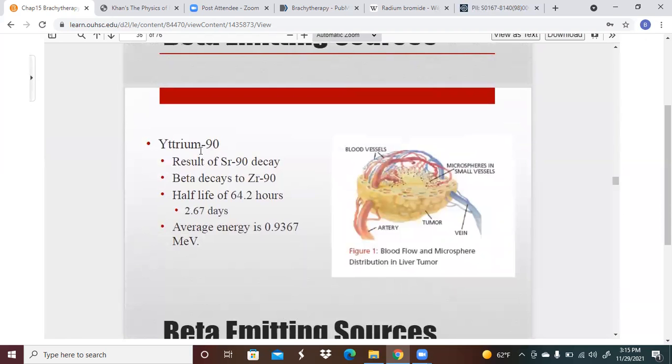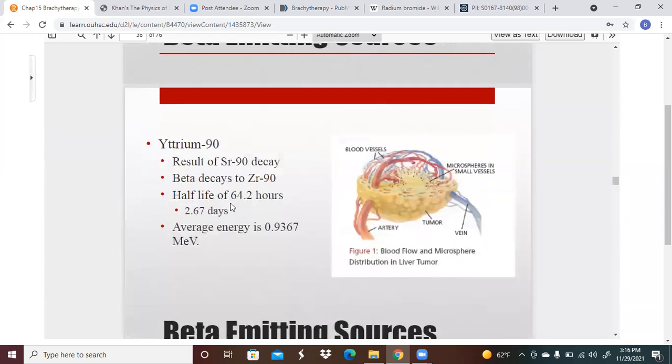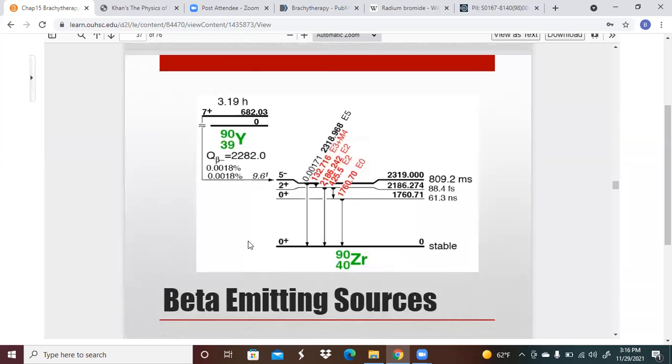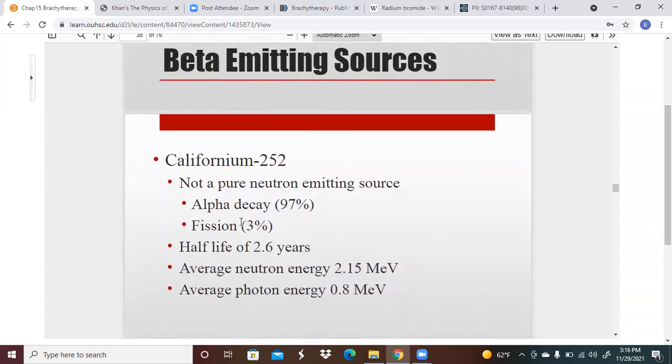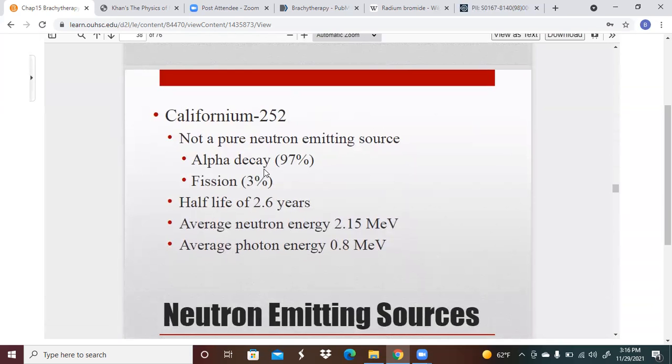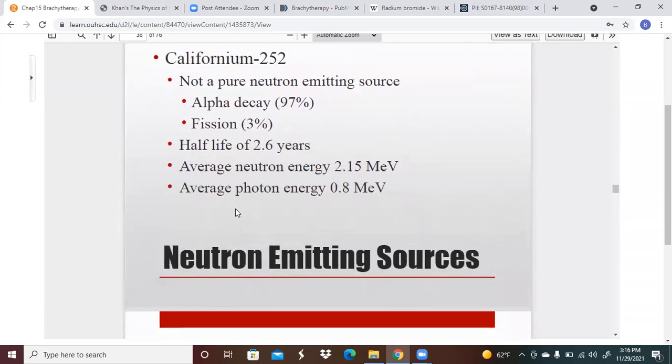Beta emitting sources: yttrium-90 is a result of strontium-90, which we just discussed. It has a half-life of 64.2 hours or 2.67 days. And here's its average energy. You've got californium-252. It's not a pure neutron emitting source. You have alpha decay most of the time, a little bit of fission. Half-life of 2.6 years. Average neutron energy is this. Average photon energy is this.